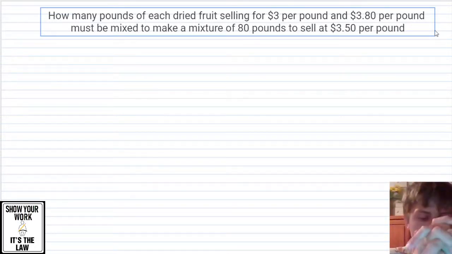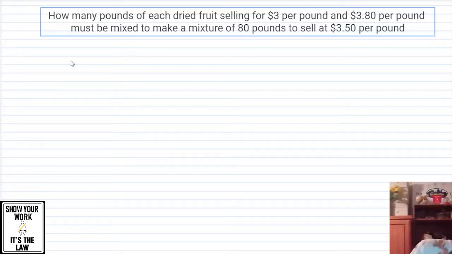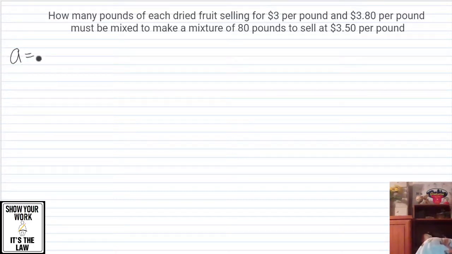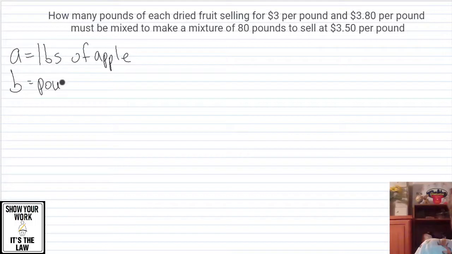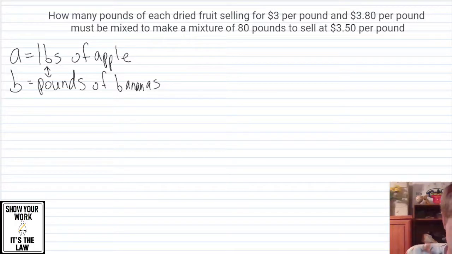Now, it's important in the context of this problem, A does not equal apples. A is going to equal pounds of apples, and B is going to equal pounds of bananas. And the reason we know that we're using pounds instead of per item is because that's what the problem's talking about. That's what it's asking for, how many to make 80 pounds. Pounds, pounds, pounds. It's not talking about individual fruit.